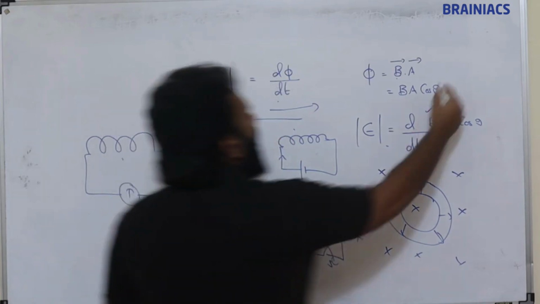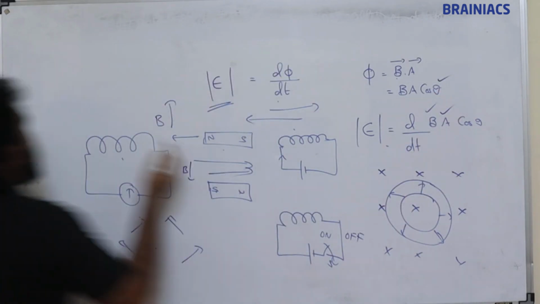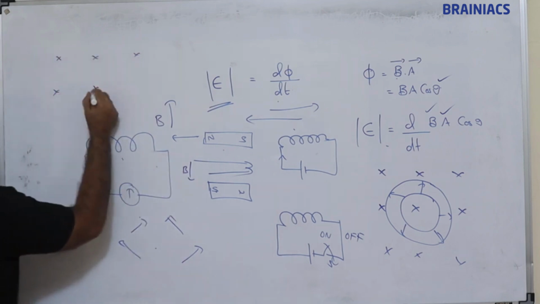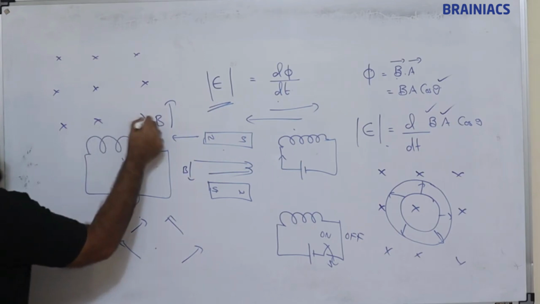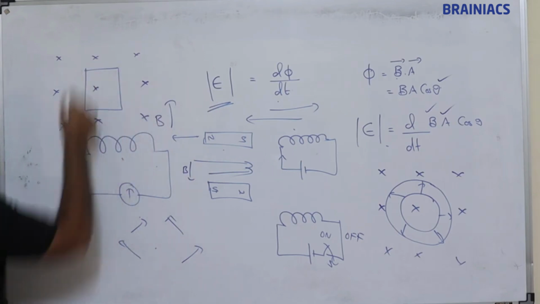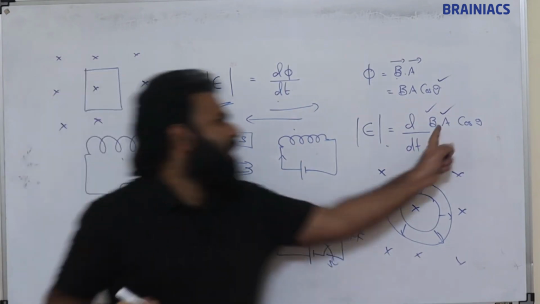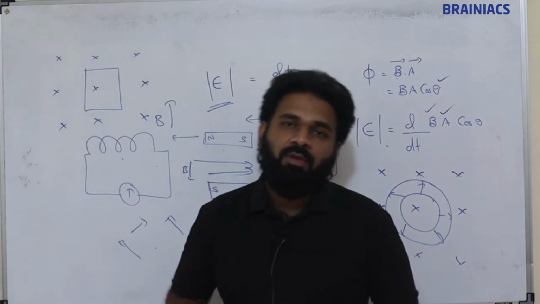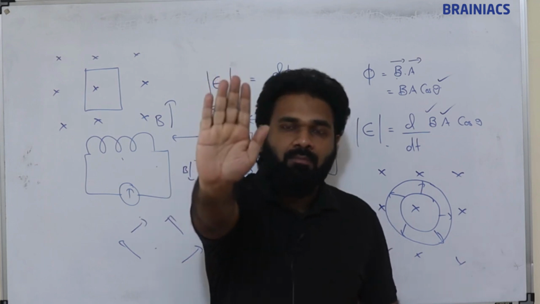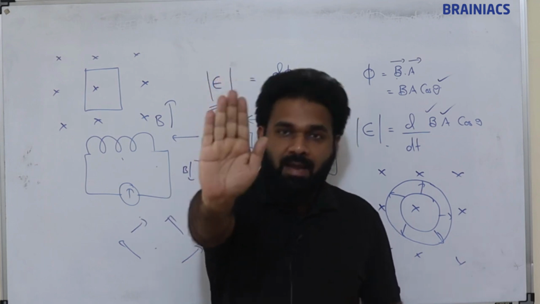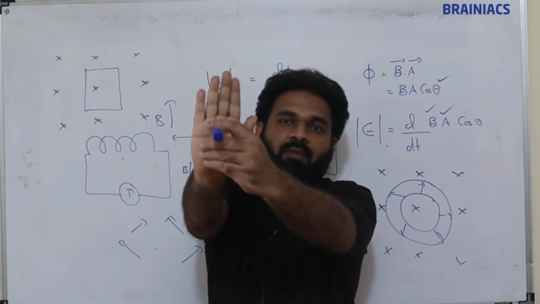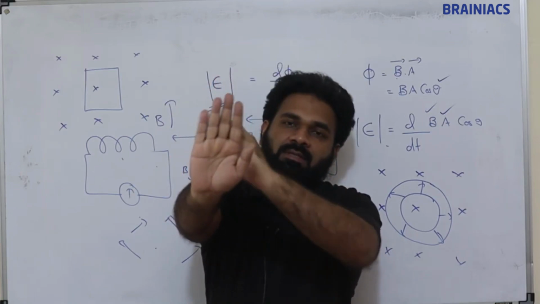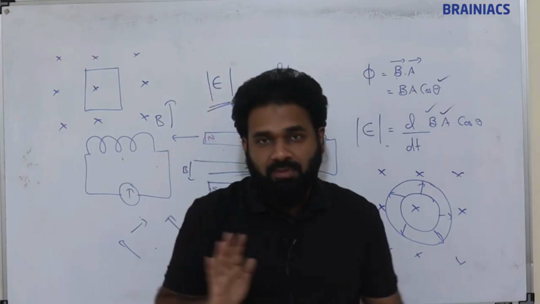Another thing is, what is this θ? Suppose the magnetic field is going inside, and we keep a coil like this. This is the area vector. What is the direction of the area vector, students? If this is an area, like my palm, the direction of the area vector will be normal to it. It can be on this side or that side, both are possible.